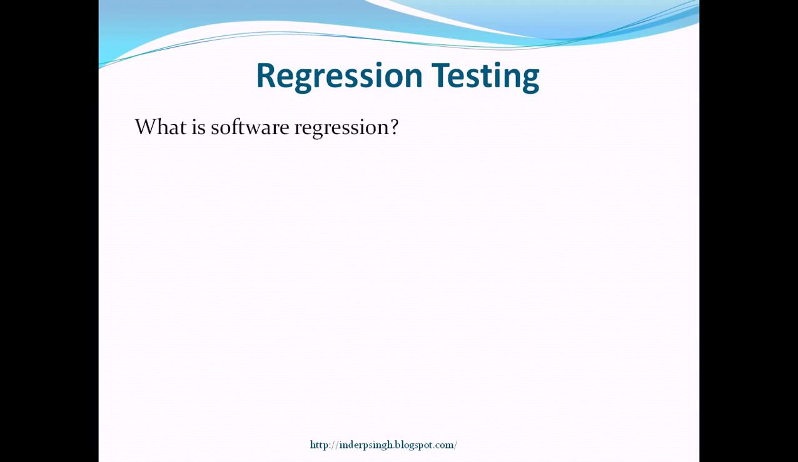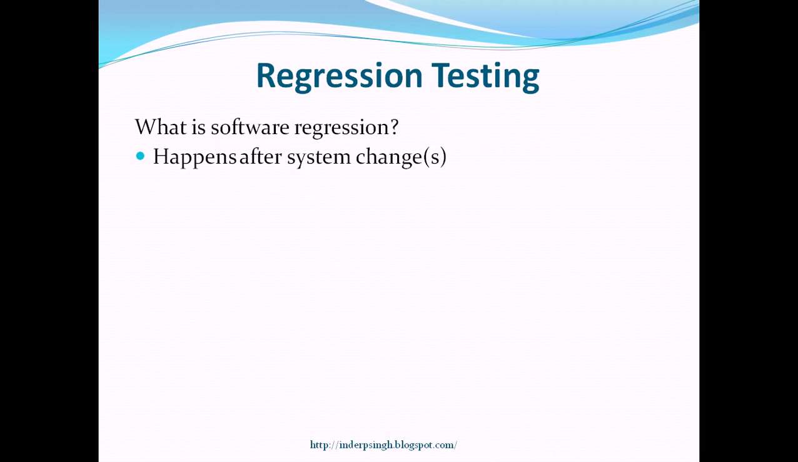So what is software regression? Software regression is any unwanted change that happens after changes are made to the system. Now the system change can have some software code that is changed in order to implement a new feature or to fix certain defects, or it can be that some of the underlying components in the software change.